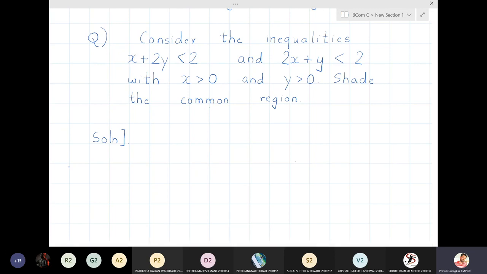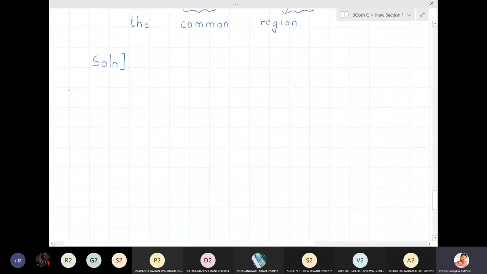Now we will first look at this part, x greater than 0 and y greater than 0. So we know that x greater than 0 and y greater than 0 is nothing but the first quadrant.